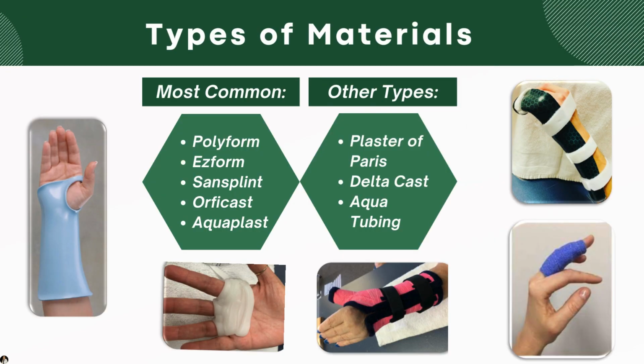Now going into our types of material, the most common and the ones that I will be discussing over on the left there are polyform, easyform, sand splint, orthicast, and aquaplast. I feel like these are the most common used in outpatient orthopedics, and I definitely do use these pretty often. Some other types of material that we're going to discuss are plaster of Paris, delta cast, and aqua tubing. And I'll go in depth a little bit into each of these here in a little bit.